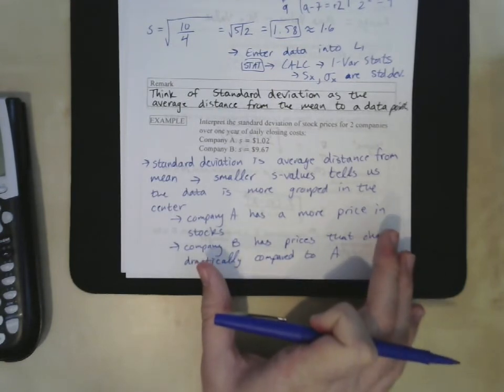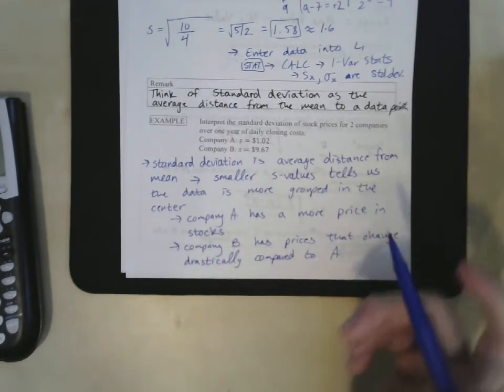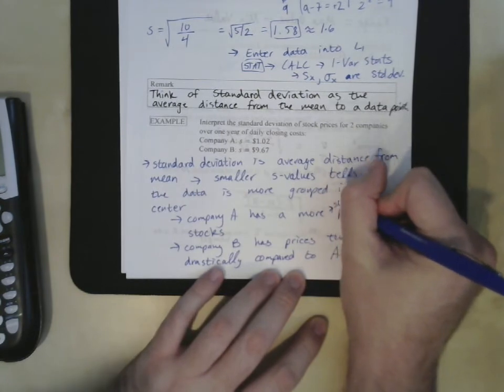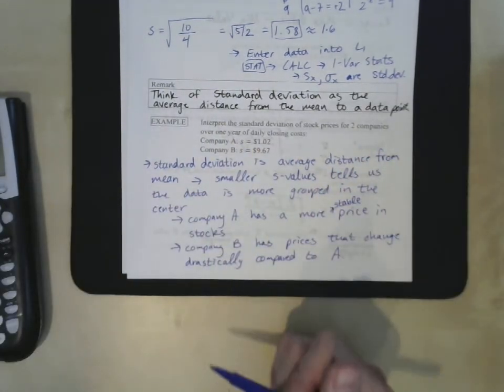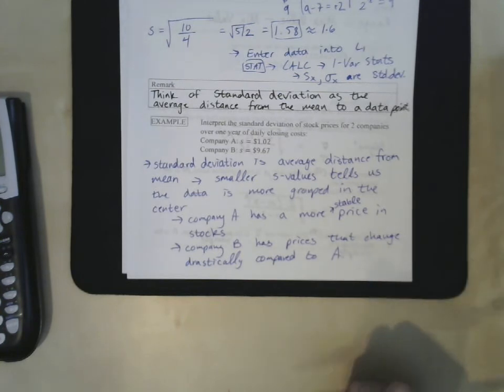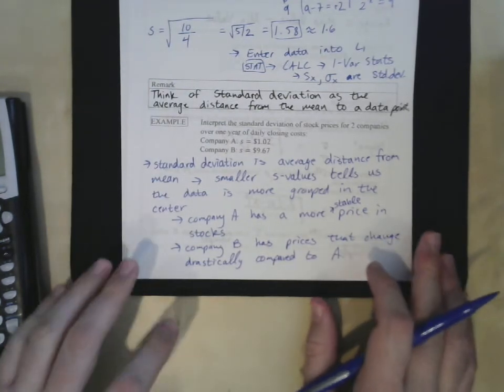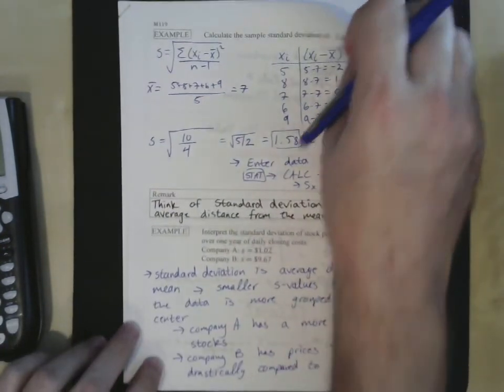Company A has a more, I didn't even write, stable price in stocks. Company B has prices that change drastically compared to A. And that's all we can really say from just the standard deviations alone. If you start adding more information in, we can make more detailed interpretations.